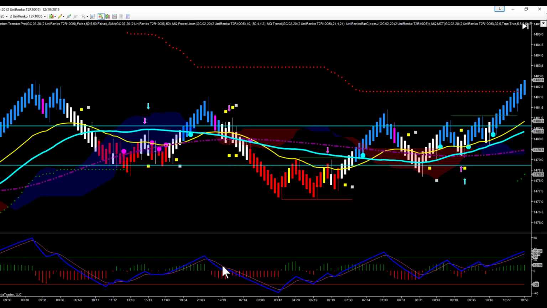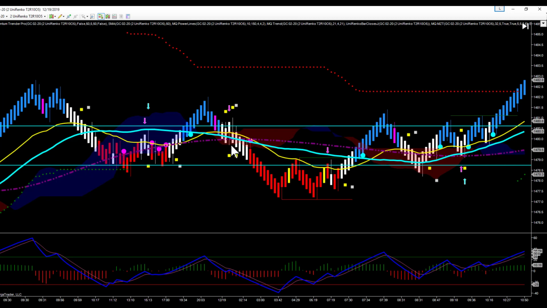Our fast line and slow line, both on MQ momentum, are crossing the zero line. The zero line is the line that the histogram moves above and below. So we had momentum confirmation. We had a 240-minute bear flag triggering, a 30-minute bear flag triggering. This was a high probability setup with lots of confirmation.